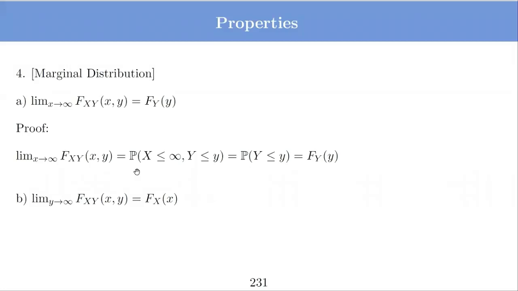So we can remove this redundant condition, and if I look at the pre-image, this condition does not matter, because no matter what point we take, X will always map to a number less than infinity. So this will be equal to the pre-image of Y less than or equal to y, because this condition is redundant. So what is the probability that Y is less than or equal to y? It is nothing but the CDF of Y. Similarly, if you take y tends to infinity, this will merge to a function of x, which we can show is also equal to the CDF of X.